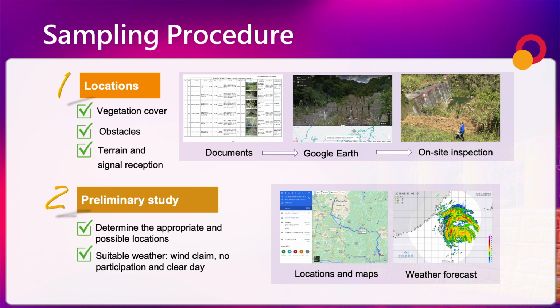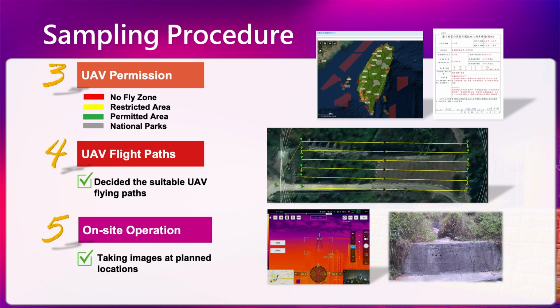So the first step, we need to determine the locations, as I presented in the previous slides. We check Google Earth before we go outdoors, and then we try to find any documents related to the locations. We also need to determine the timing of the operations by considering the weather forecast as well as the traffic routes. Then we need to apply for the UAV permission in Taiwan. Then we design our flight path, trying to cover the whole area as completely as possible.